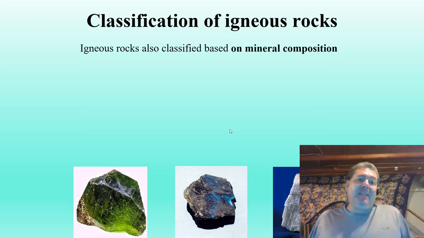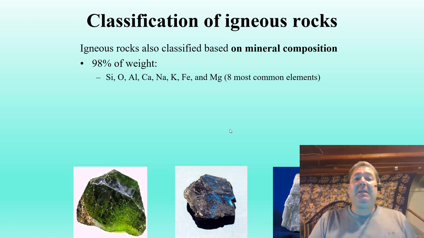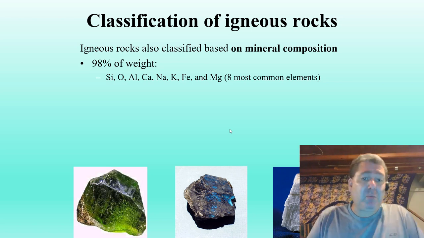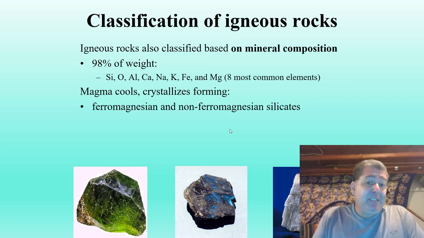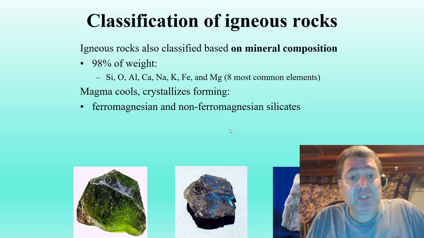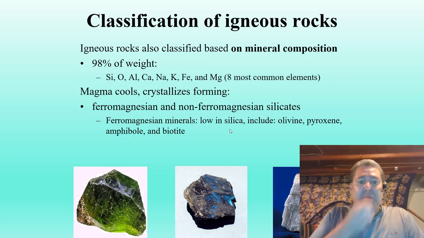So we just looked at the textures of igneous rock, but we also base the classification on mineral composition. Again, 98% of the weight of our crust is those eight most common elements: silicon, oxygen, aluminum, and so on. We've been over them before. Magma cools and crystallizes, forming ferromagnesian and non-ferromagnesian silicates, or mafic and felsic silicates.